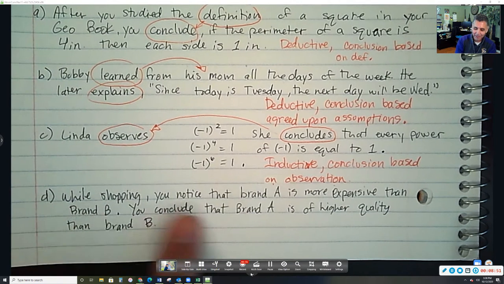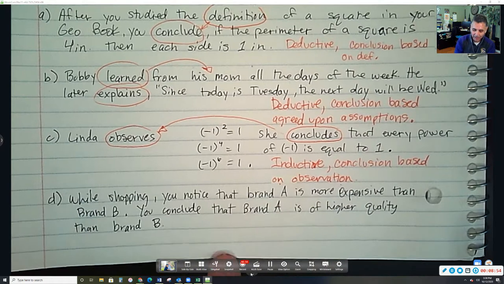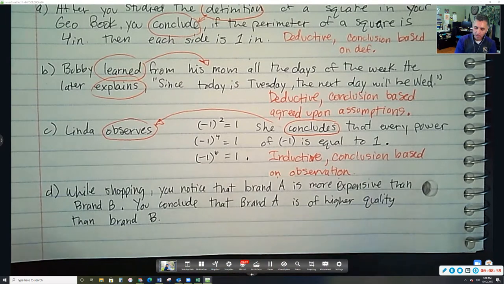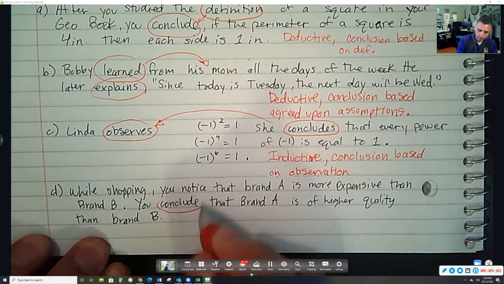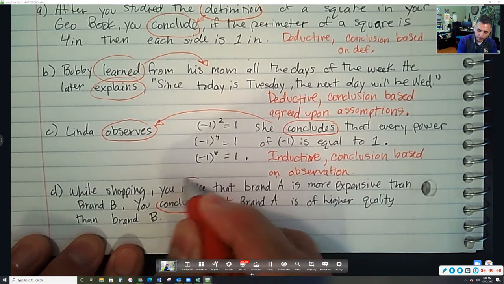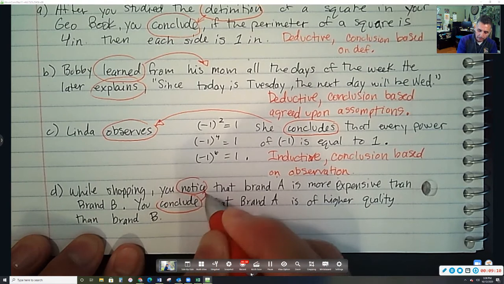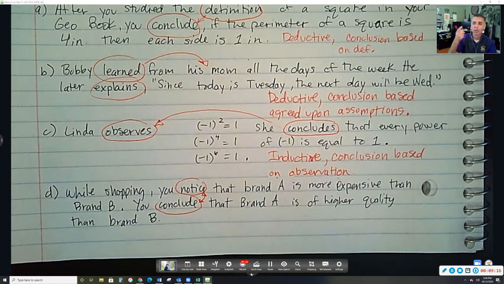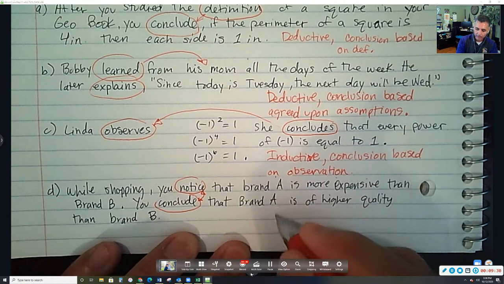It says, while shopping, you notice that brand A is more expensive than brand B. You conclude that brand A is of higher quality than brand B. So the conclusion that brand A is of higher quality than brand B is based on something that you noticed. You noticed the price was higher, so you just assume, oh, the quality is going to be better. And again, it's not to say that the assumption is correct or not. It's how you made the assumption. You made it after noticing something or seeing something. Okay? And that's why it's inductive.